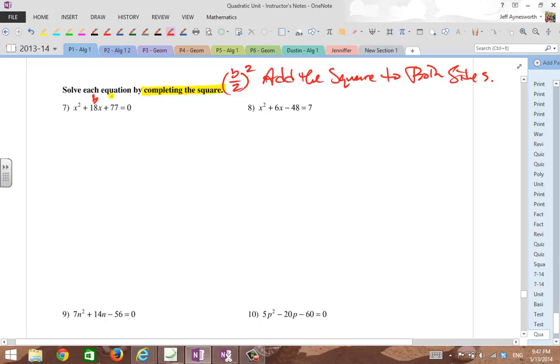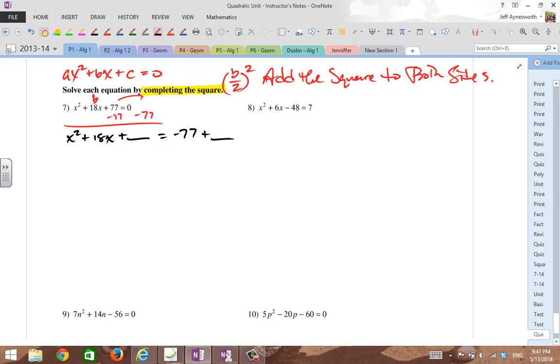Now b is always the middle coefficient. It's bx. Remember, it's ax squared plus bx plus c equals 0. So a is 1, b is 18, and c is 77. So what you want to do first is isolate your variables and get the constant on the right by adding the opposite. So let's subtract 77 on both sides. And let's leave room to complete the square. So I'm going to go plus blank equals negative 77 plus blank here.